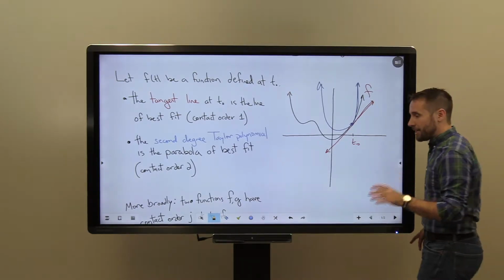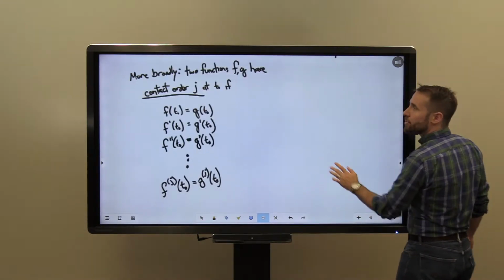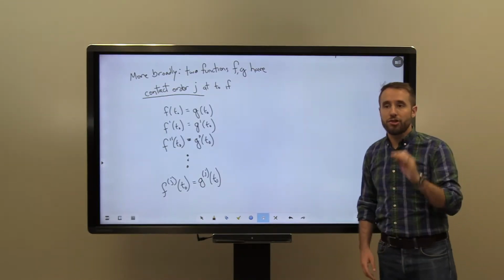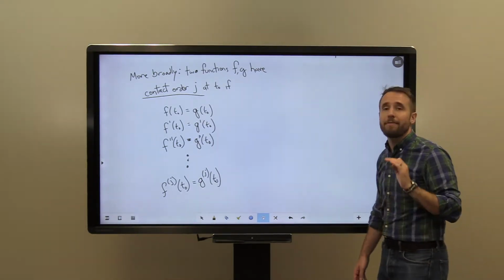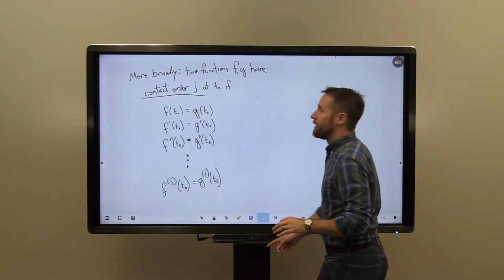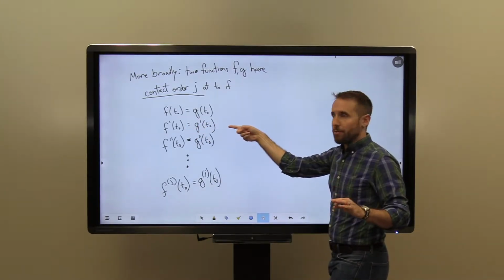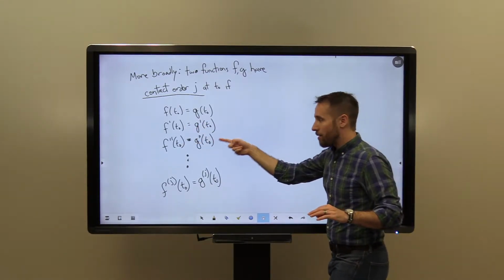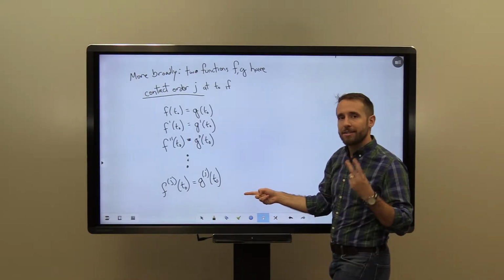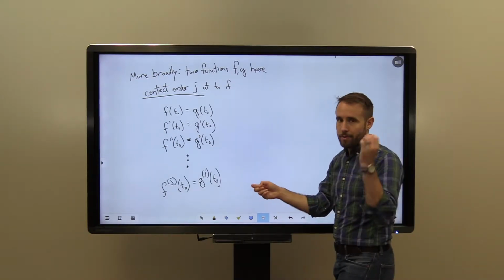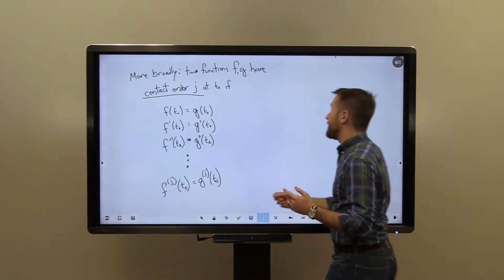More broadly, and we can treat this as our more formal definition, two functions will have contact order j if the following holds true. Our two functions f and g have contact order j if the functions agree at a given time t0, their first derivatives agree, their second derivatives agree, all the way up to their j derivatives. So two functions have contact order j if the functions agree at that point and the first j derivatives all agree at that point as well.